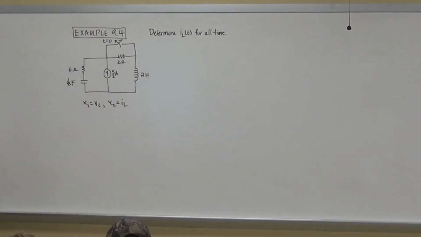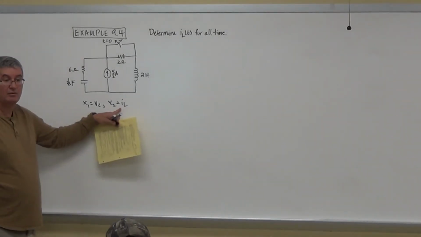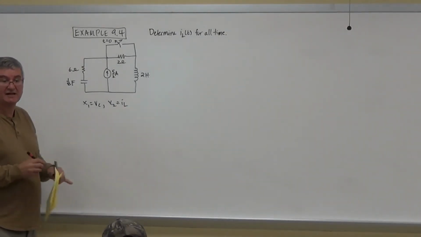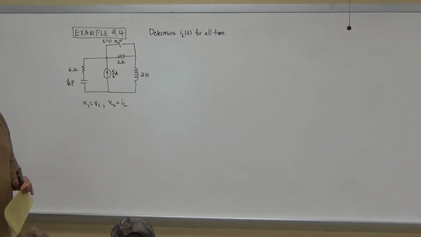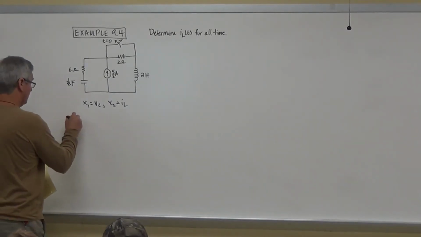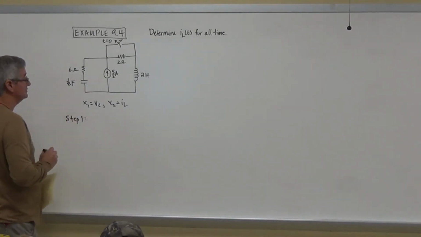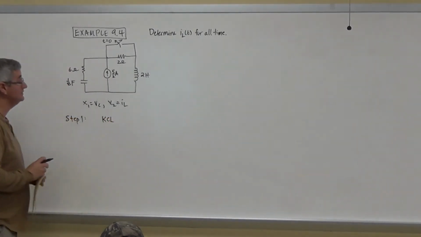that works most of the time when I go to look for that x2 variable. But you're going to see in this case, I set it up on purpose to make you aware that it may not be that way. So here we go. We start with step 1. So I'm looking at KCL. So let's look at KCL.